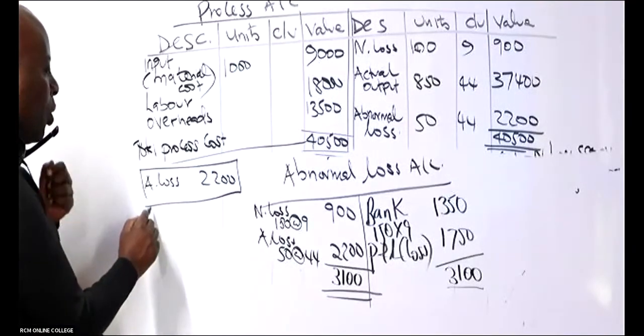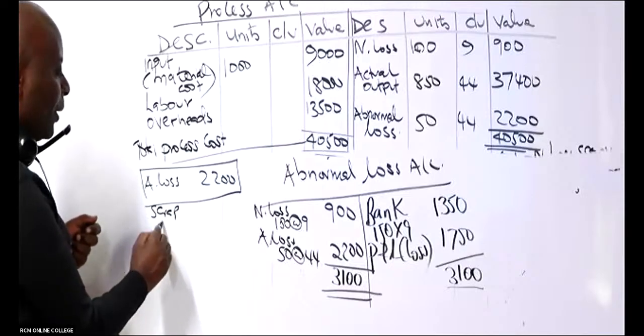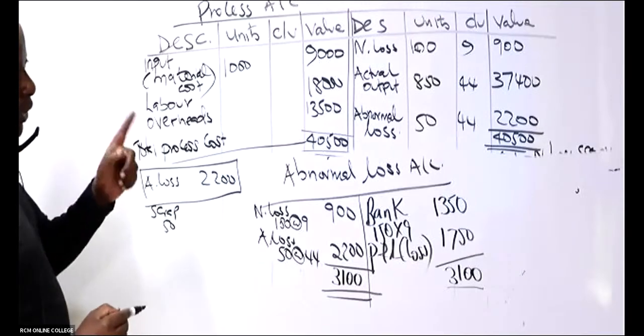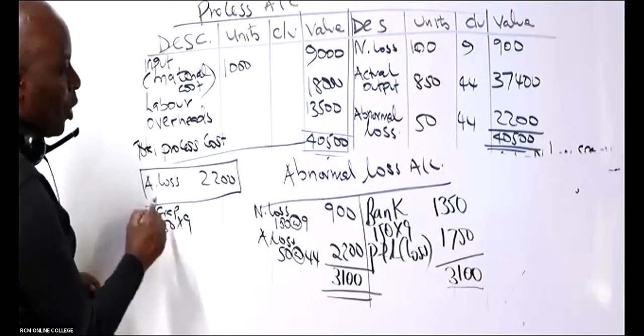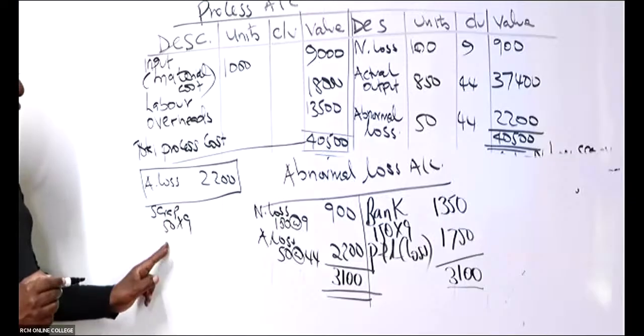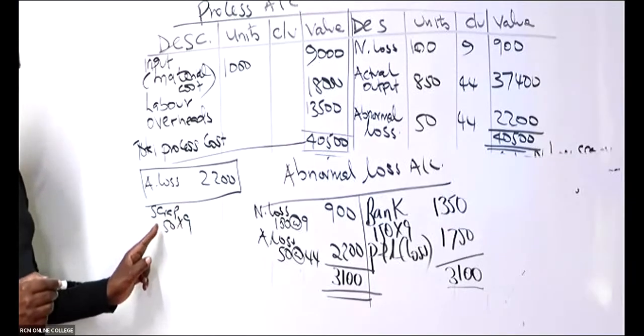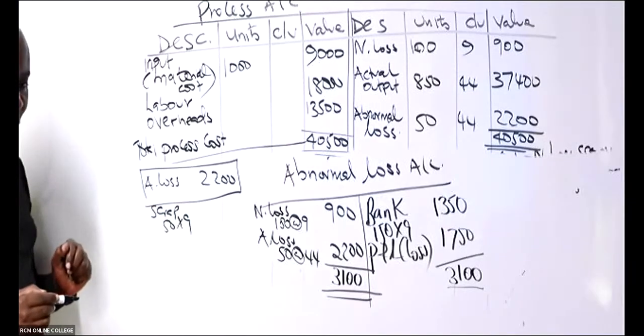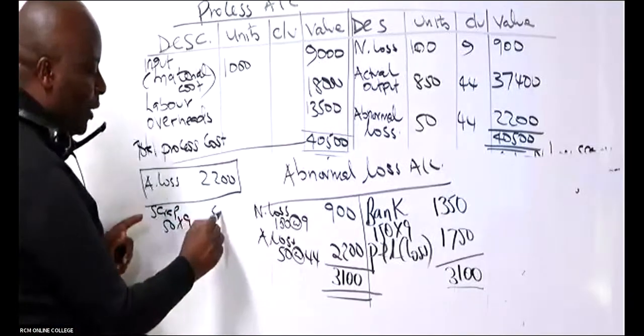But in this case, I'll only scrap them. Remember, there are 50 of them, and I'm going to scrap them for how much? Here, for just 9 bob. So 50 times 9. Can somebody give me this figure? 50 times 9 will give me 450.